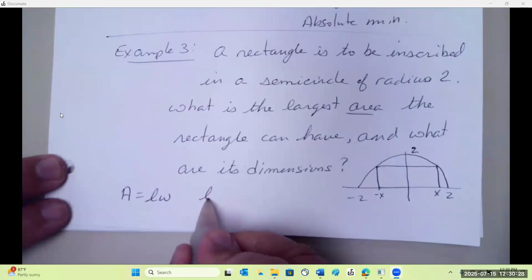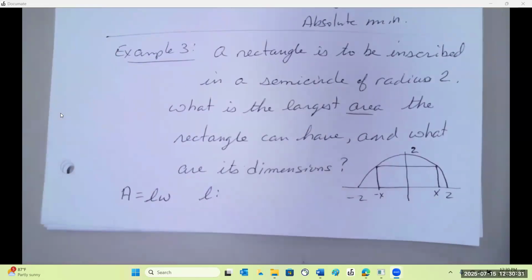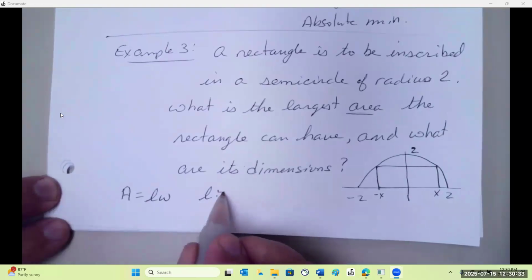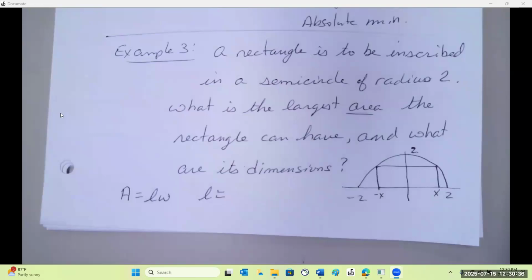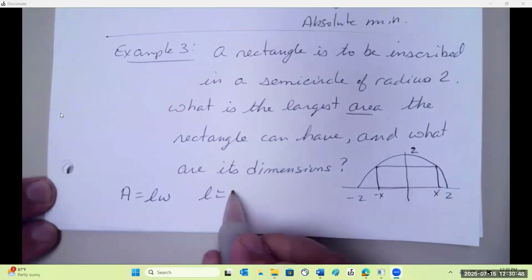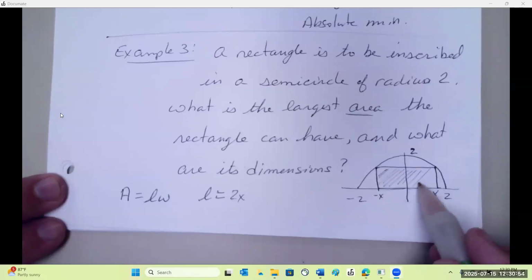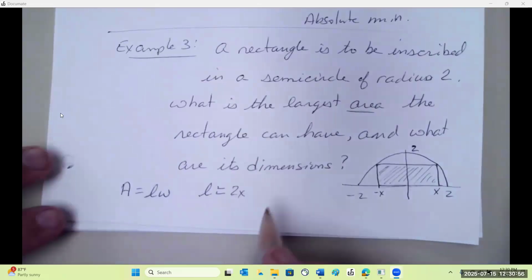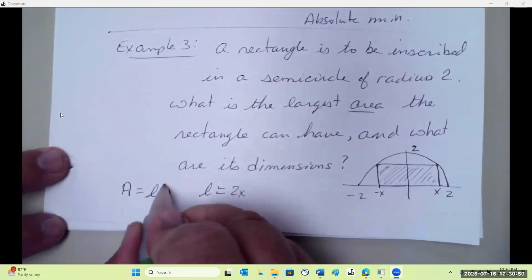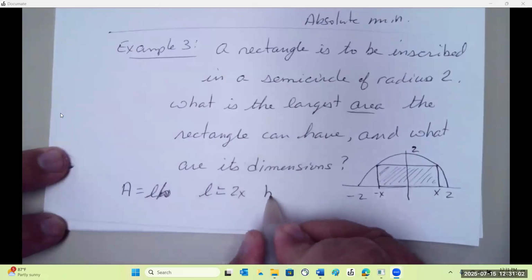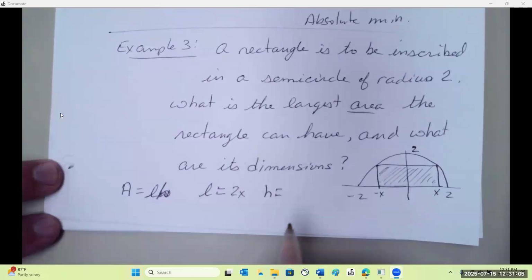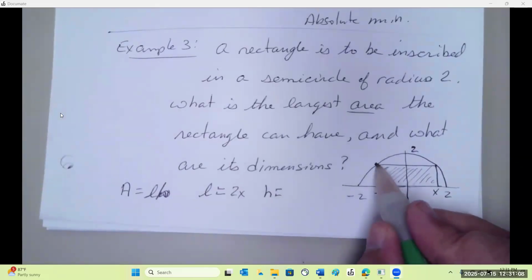So what is L? What's the length of our rectangle? Yeah, we have 1x there, 2x there, so it's 2x. So we're looking for this area inscribed there. That's what we're looking for. What is its width? Or actually, in this case, height. Let's do height instead. So how high does it go?